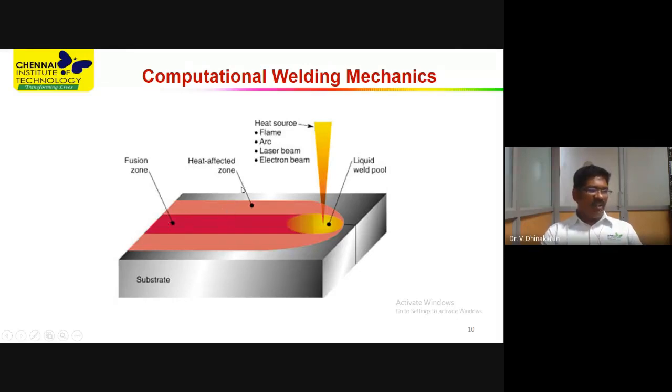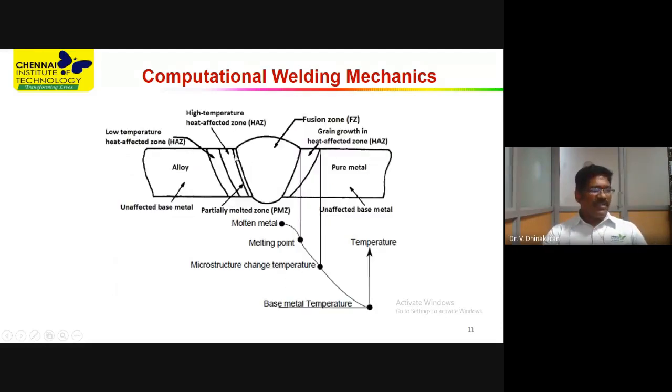Okay. Near the fusion zone, what we have is the heat affected zone. And this is the unaffected base metal. The power source heat is flowing from the top. So as I said, there is the fusion zone, the heat affected zone, and the unaffected base metal. At the fusion zone, the temperature will be high, elevated above the melting point of the particular material. Then the temperature will keep on decreasing until the base metal. See, the temperature is decreasing linearly from the weld pool to the pure metal.